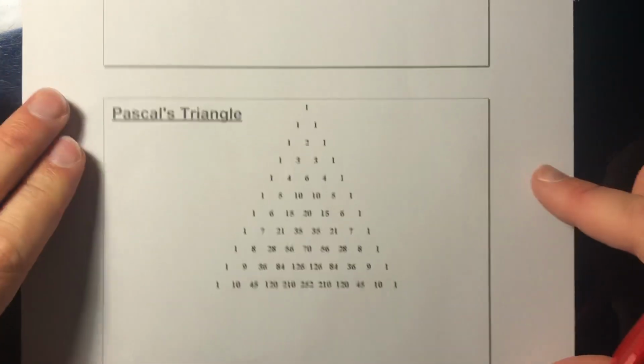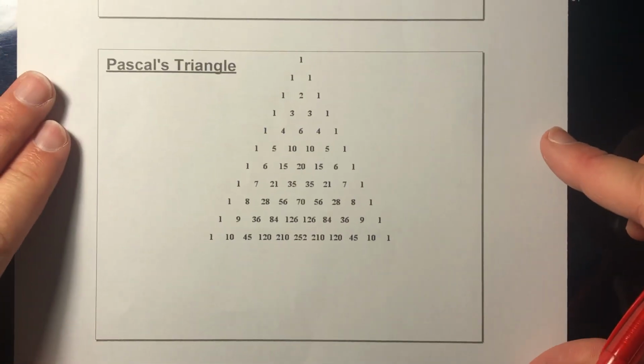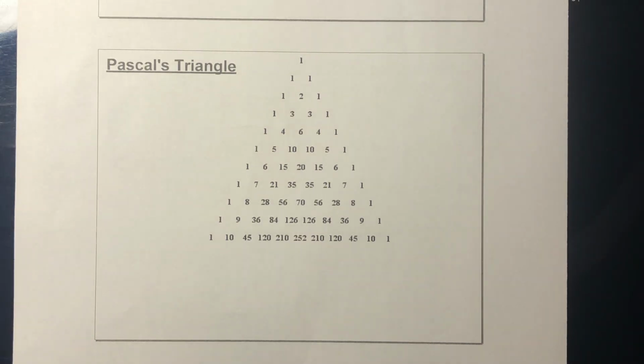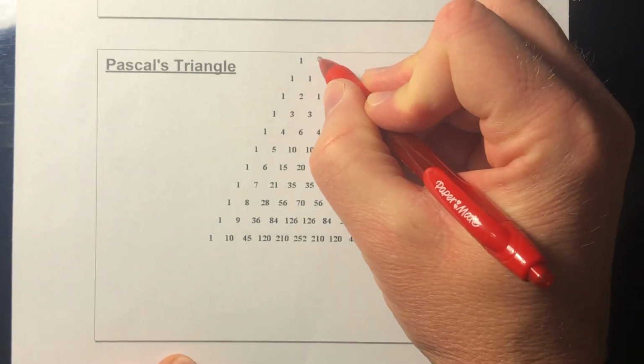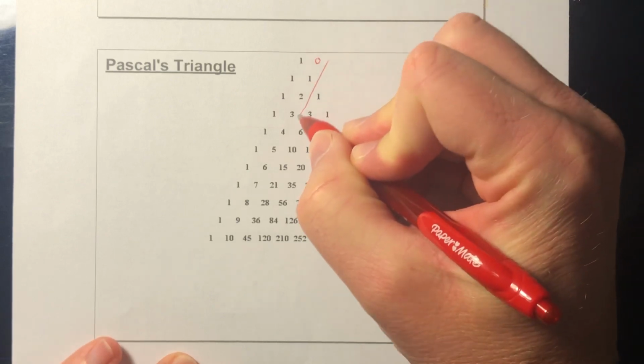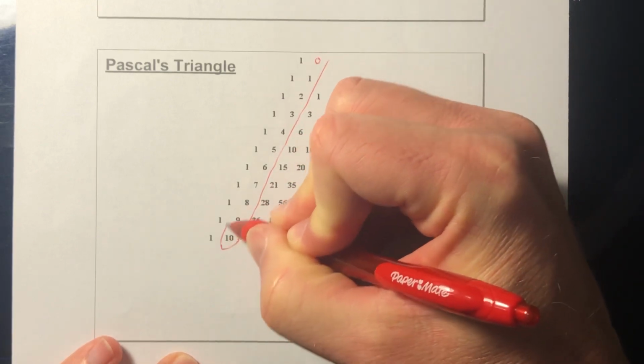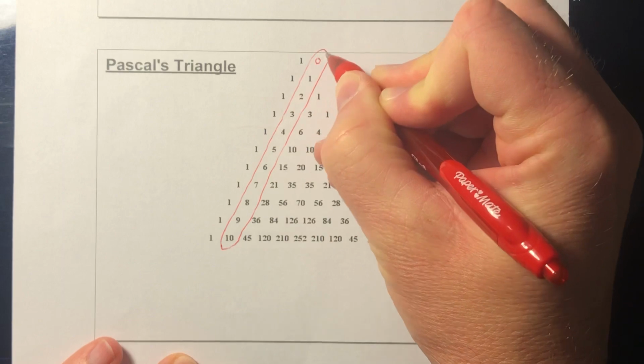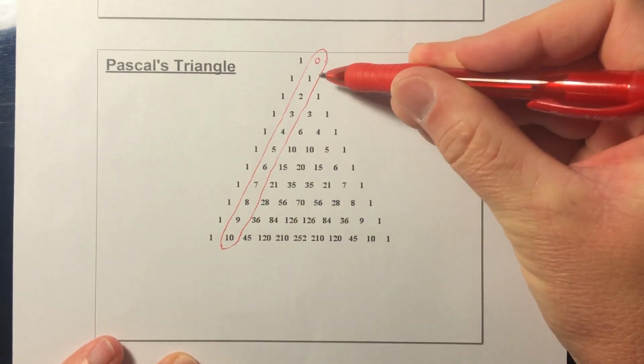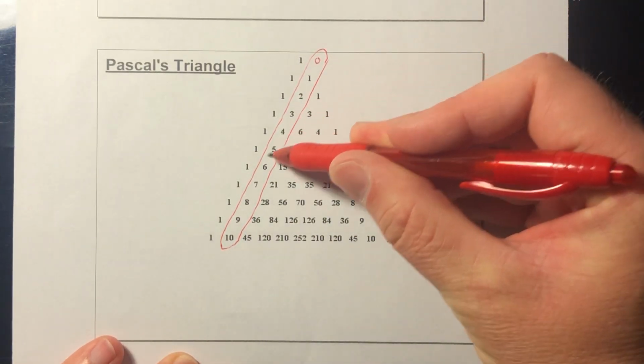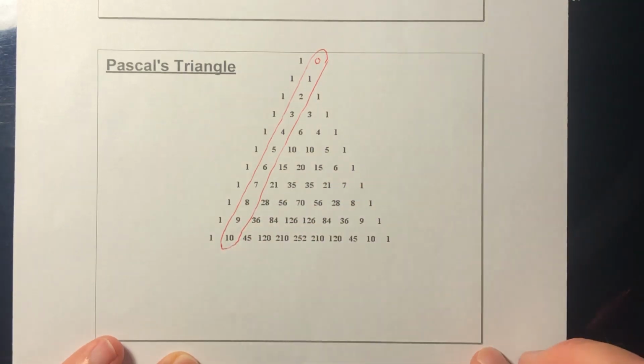Now, this is what we call Pascal's triangle. So we have to know what row we're on to help us out. All right, and if I put an imaginary 0 here, this will tell us what row we're on. Okay, so row 0, row 1, row 2, 3, 4, 5, 6, 7, 8, 9, 10. Okay, so it's the second number that tells you what row you're on.